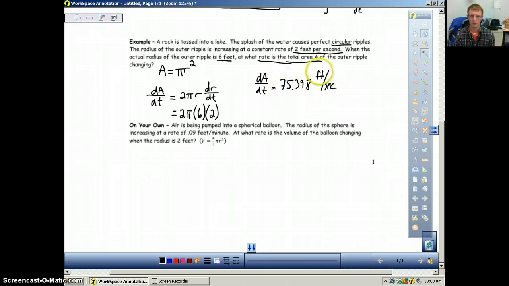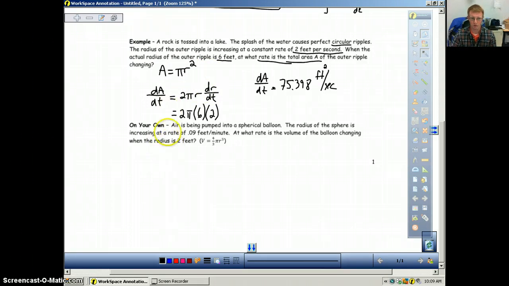That's the rate, feet squared per second. That's the rate at which the area is changing. So area is feet squared, and it's per second. Okay, so 75.398 feet squared per second. But that's basically all we're doing: taking a derivative, plugging in what they give us, and trying to find whatever's missing. But make sure that when you're taking the derivative, you're doing it implicitly with every variable with respect to t.